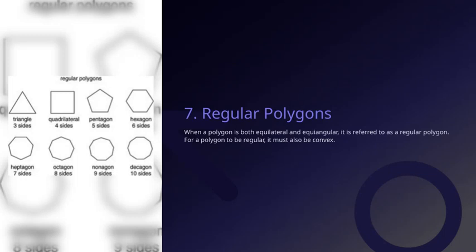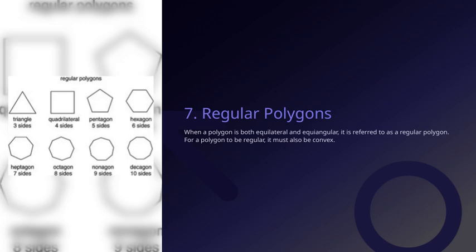Let's talk about regular polygons. When we say a polygon is both equilateral and equiangular, we're describing a shape where all sides are the same length and all angles are equal. Such a polygon is called a regular polygon. It's a beautiful, symmetrical shape that often appears in design and nature.